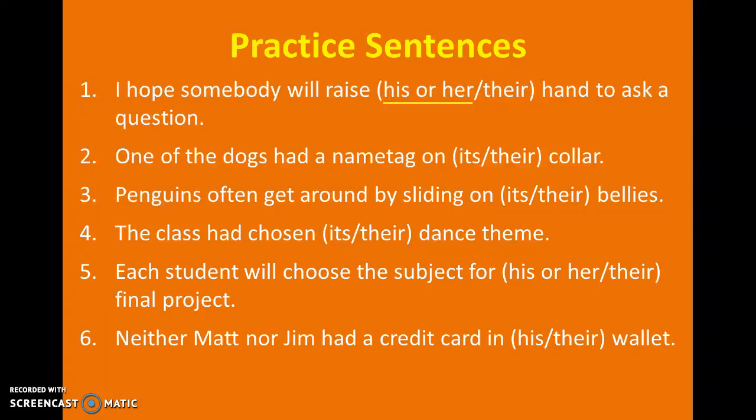In number two, one of the dogs had a name tag on its or their collar. The subject of this sentence would be one, because it's only one dog that has a name tag, so you would use the singular pronoun of its.